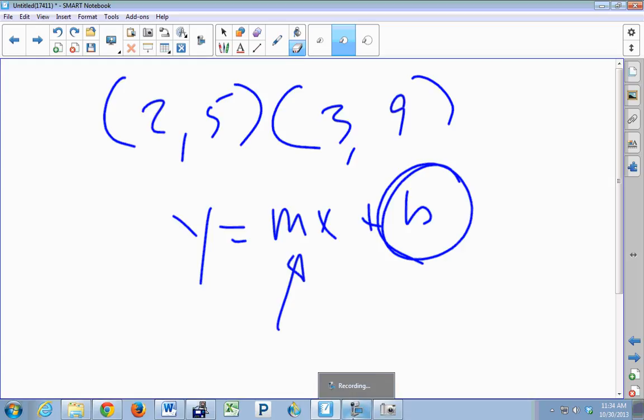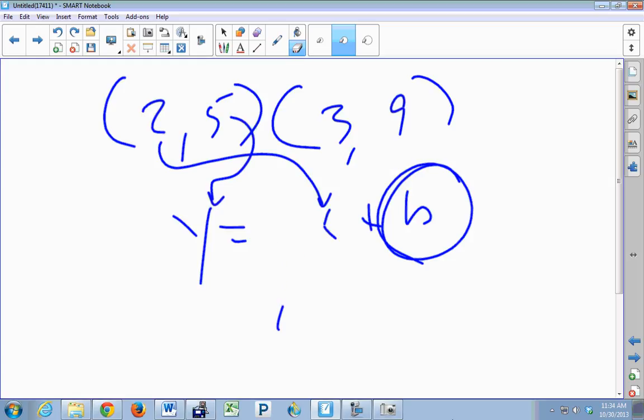So once you find the slope, you have to find B, and the way you find B is you pick one of these points. And maybe you put 2 in for X and 5 in for Y, and your slope in this particular case is 4. So once you have the 4 out in front of the X, and you put 5 in for Y and 2 in for X, then you solve for B, and you get your equation.